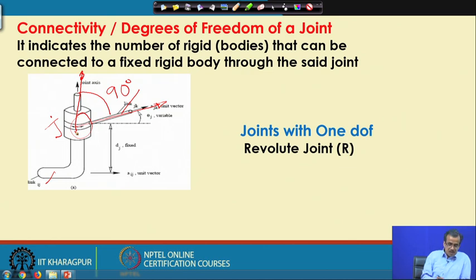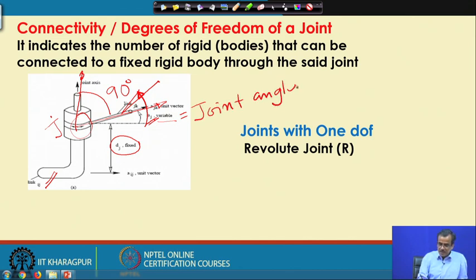To explain its working principle, this is the input link, that is the output link, and here I have got a fixed offset that is denoted by d j fixed. This is the fixed quantity, so this output link can only rotate with respect to the input in this particular direction. And this rotation is given by theta j, and this theta j is nothing but a variable. Theta j is known as the joint angle, and this joint angle is a variable for the revolute joint.